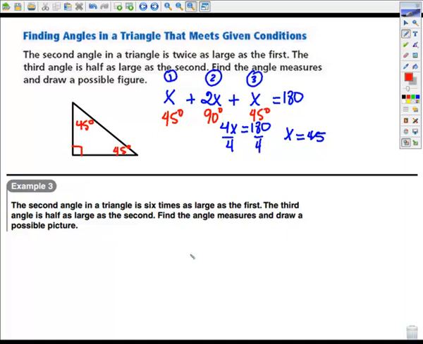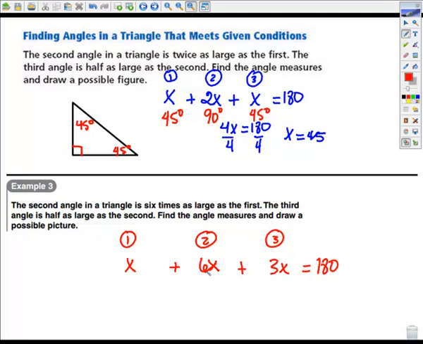It says the second angle is a triangle. So I've got first angle, second angle, third angle. The second angle in a triangle is 6 times as large as the first. Well, again, I'm going to call the first one x. The second one is 6 times as large, so that's 6x. And the third is half as large as the second. Half of 6x is 3x. So I'll do the same thing, and I'll add these up. I've set them to 180.